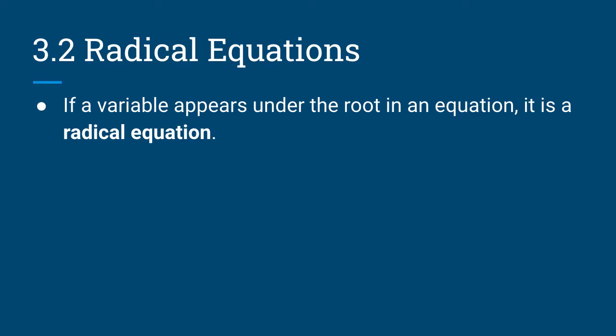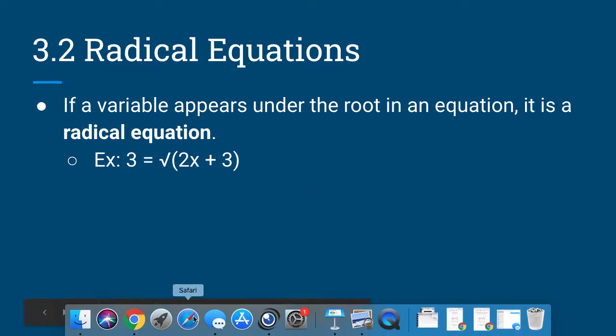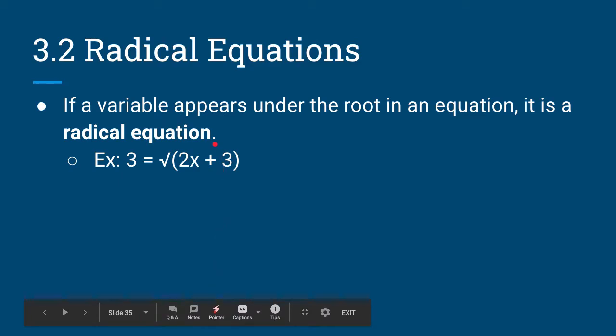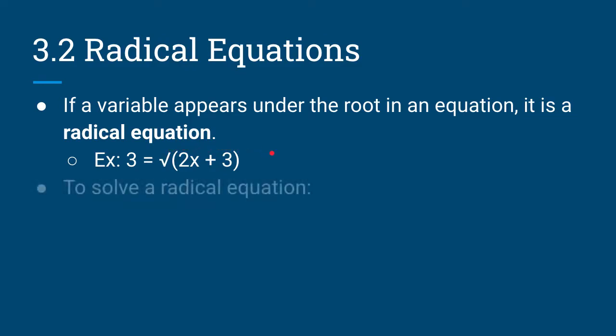If a variable appears under the root in an equation, it is a radical equation. Those brackets don't need to be there. That's just me showing you, where's my little pointer, that this is all under the root sign. So 3 equals the root of 2x plus 3. Say something, please, if something doesn't make sense.